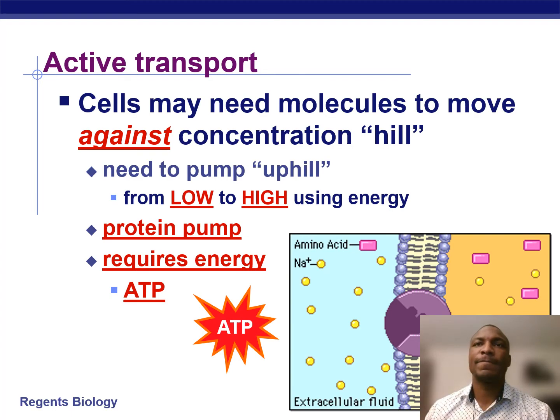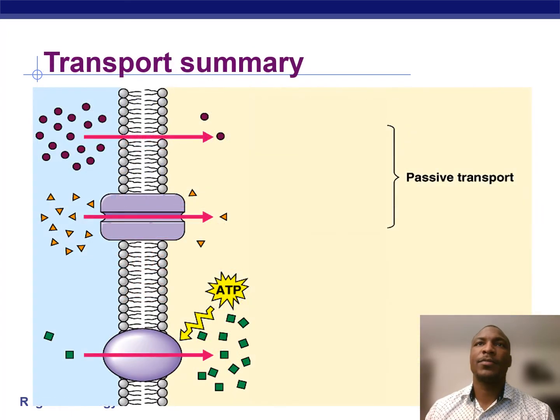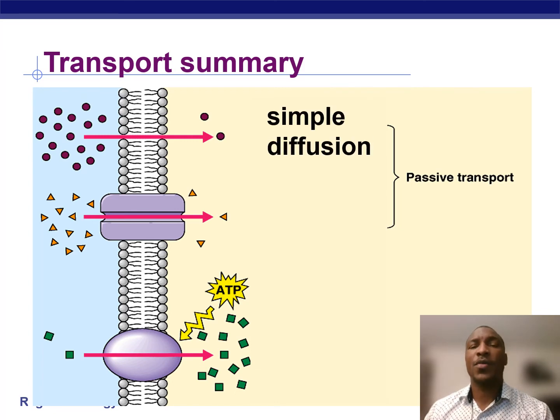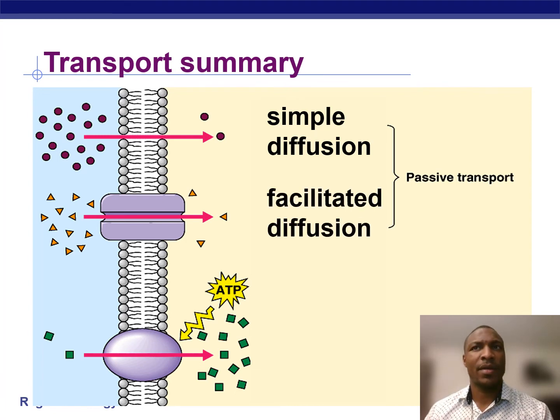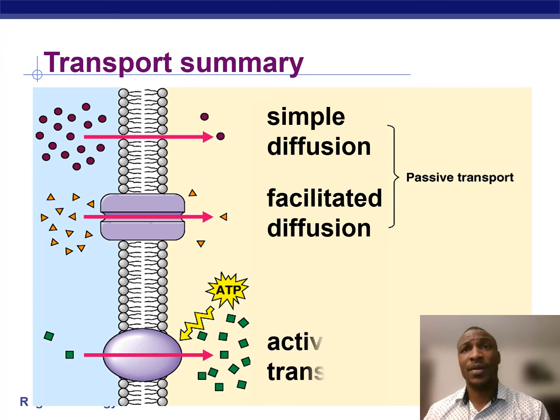Okay, so let's see the different transports we have. We have high to low going through the cell membrane. This is passive transport. Can you remember the name of it? Yeah, simple diffusion. Okay, we have high to low going through a protein channel. This is passive transport. Can you remember the name of it? Facilitated diffusion. Okay, we have low going up against the hill to high using energy. This is active transport, and this requires energy.